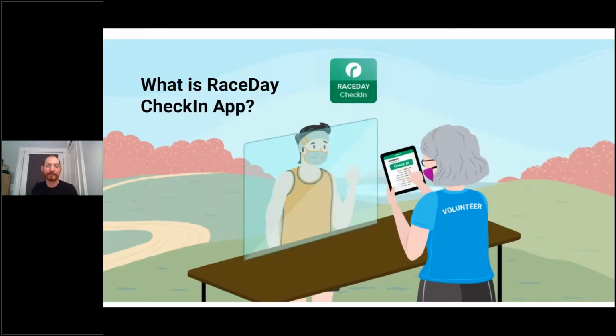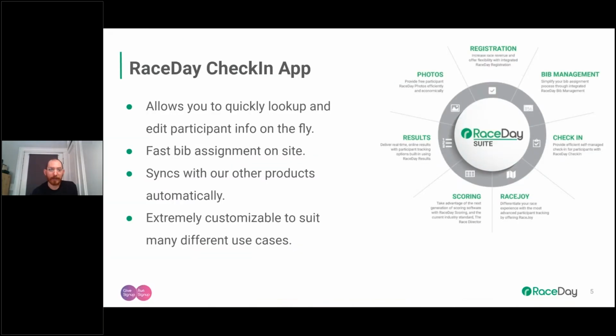So we're going to give you the overview of what it is and how you can use it for your event. So first, what is it? It's an app that allows you to quickly look up and edit participant info on the fly. Today we are going to be talking specifically about the mobile app. There is a check-in mode on the RunSignup dashboard, which you can use, but today we're just going to be talking about the mobile apps because it's a completely different feature set, and we don't have all the time in the world to cover both of them. So today, again, just the mobile apps on Android and iOS.